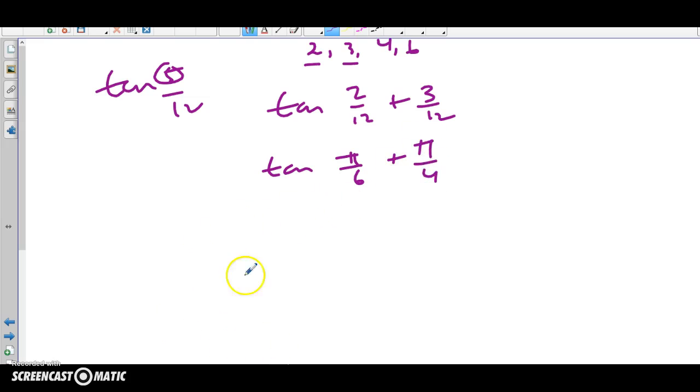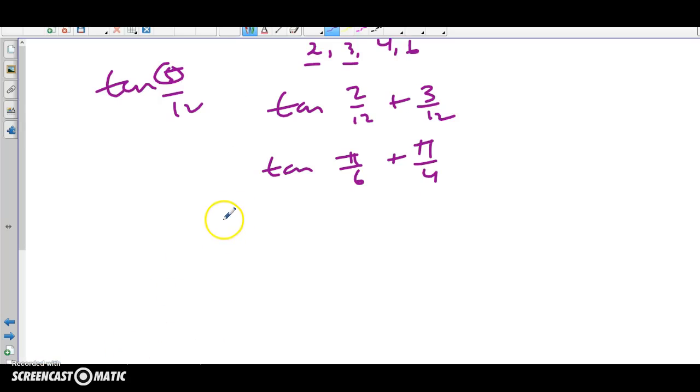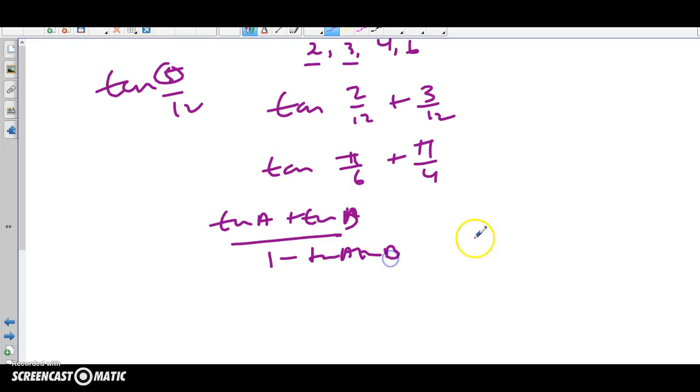I use this formula to figure out that tan of A plus B is tan A plus tan B over 1 subtract tan A tan B. I'll go back here and fill that in, and it doesn't look too nice, but then I will go through and figure out what it is. What's tan of pi over 6 and pi over 4? So let's fill this in, back over here again.